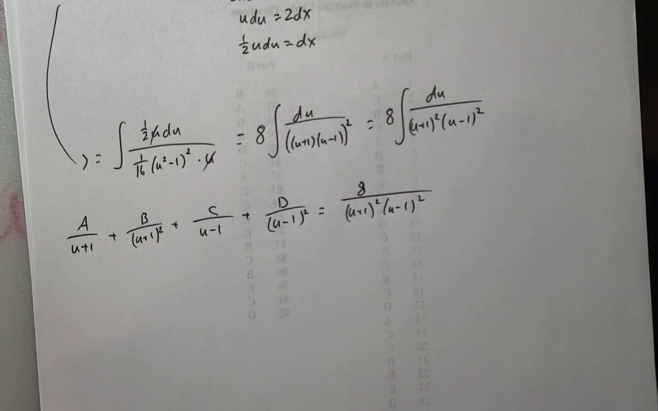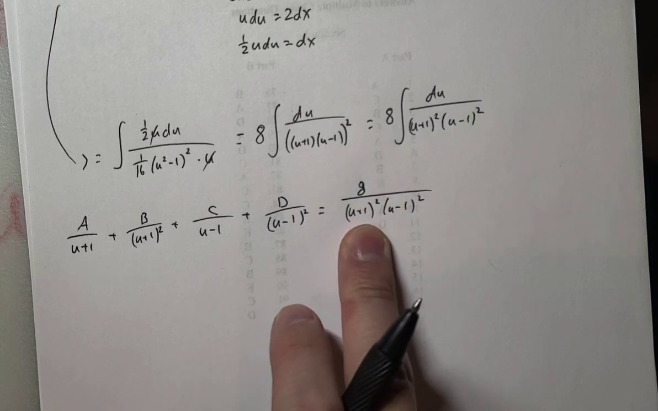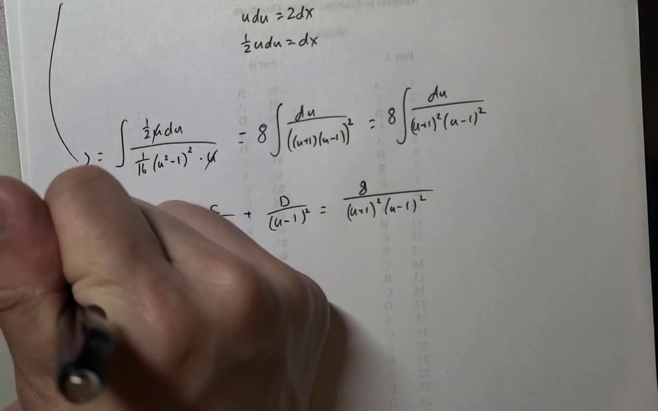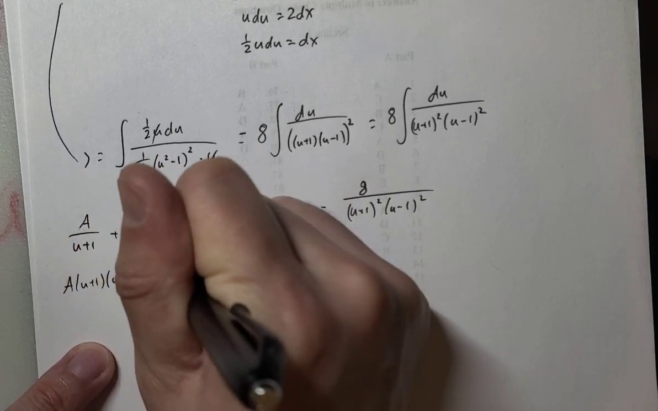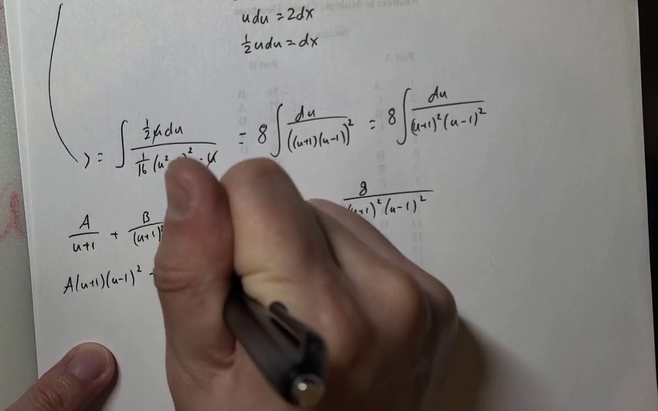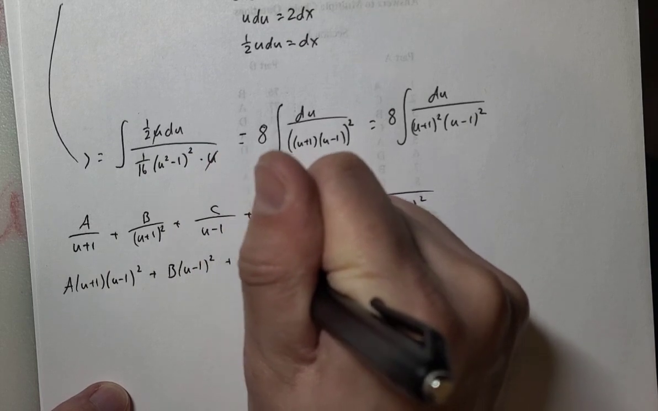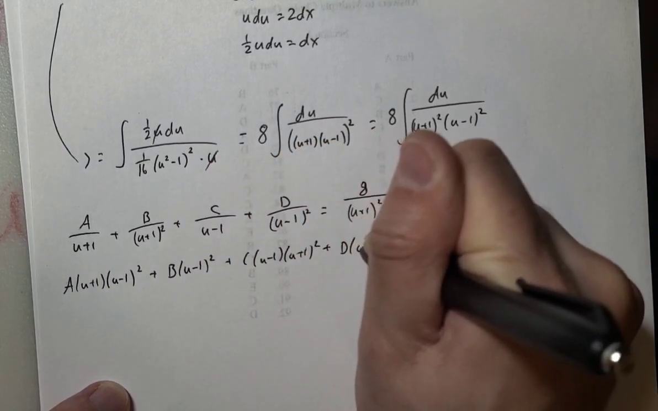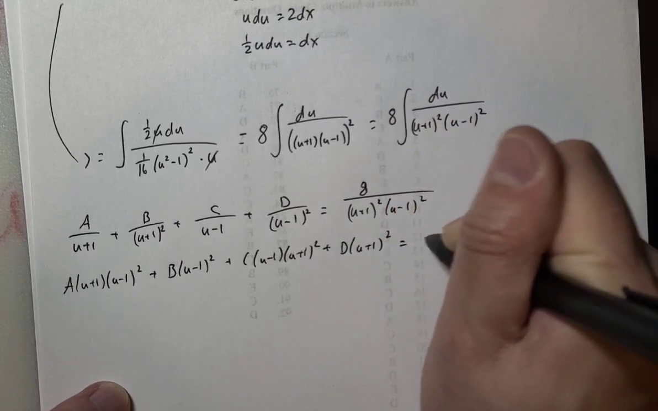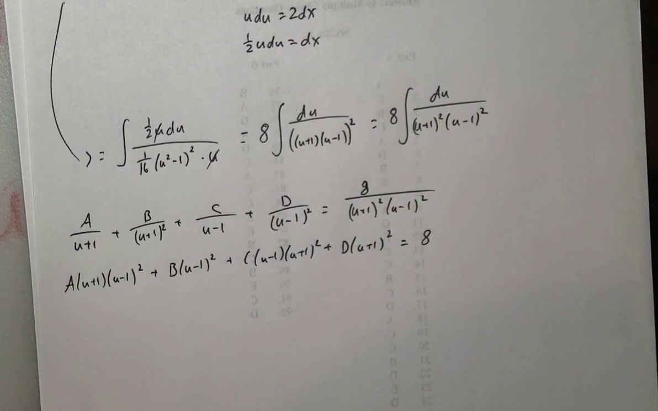Okay, so how do we approach partial fraction decomposition? We multiply both sides by this denominator. So we get A(u plus 1)(u minus 1) squared, plus B(u minus 1) squared, plus C(u minus 1)(u plus 1) squared, plus D(u plus 1) squared, which is equal to 8.